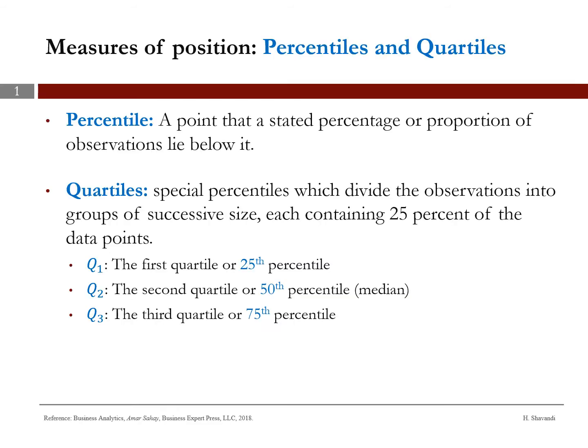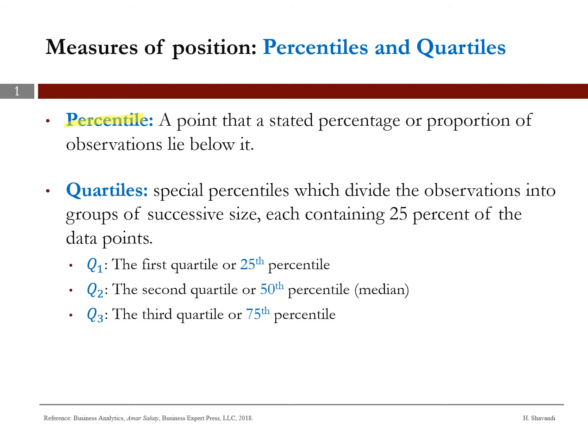After having the mean, median, and the mode as the central tendency measures, now we are going to consider the measures of position, percentiles and quartiles. So let's define first the percentile. A percentile is a point in the data set such that a stated percentage or proportion of the observations would lie below that point.